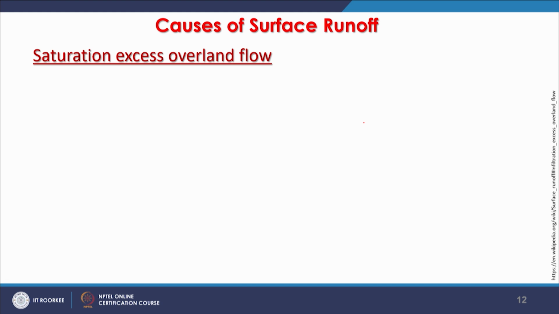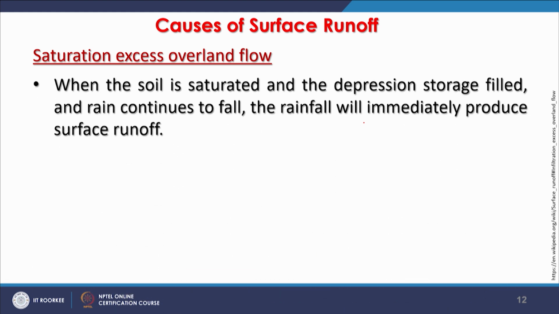Now, saturation excess overland flow. When the soil is saturated, the depression storage is filled and the rain continues to fall, the rainfall will immediately produce surface runoff. This happens in the later part of the monsoon season in this country: initially soils are dry and they absorb a lot of water, but once the top part is saturated, percolation may be going on, but more surface runoff will occur if more rainfall occurs.